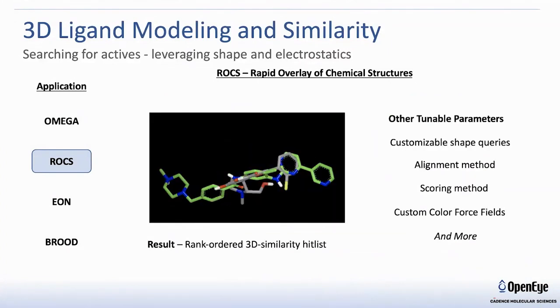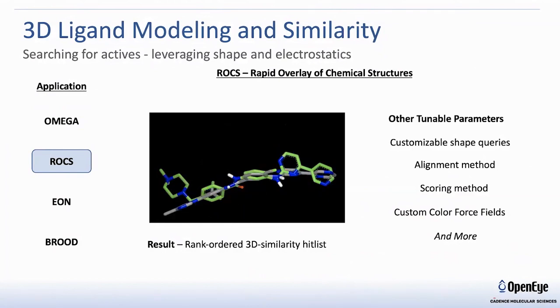In the end, ROCS provides a rank-ordered list of compounds in order of their Tanimoto combo scores, along with the alignment of molecules from the database with the query. An example of these overlays is seen in the viewer on the left side of this slide, where we are scrolling through a series of molecules against a particular query from low similarity to high.